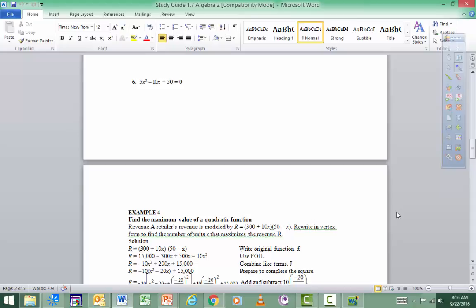You'll notice there's a perfect square in vertex form. So the whole idea is to complete the square. So it's just a slightly different problem than what we've been doing. But let's go ahead and look into that now.